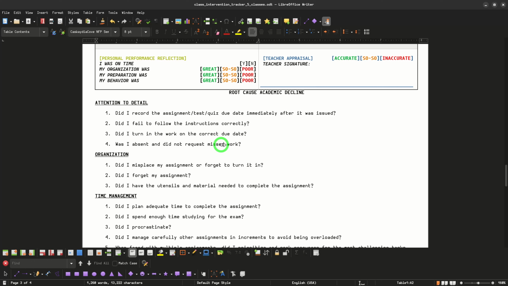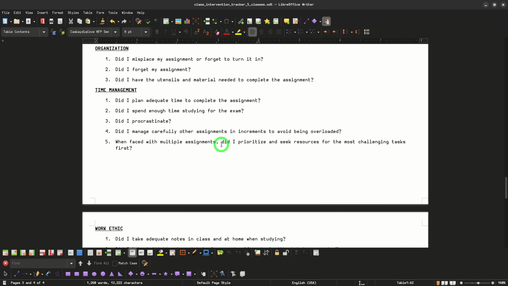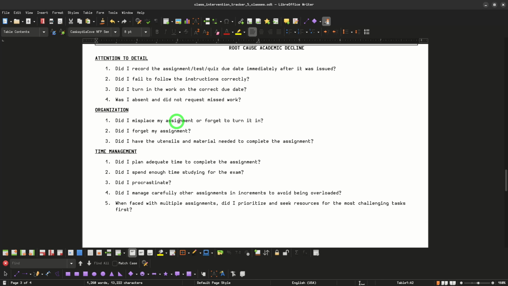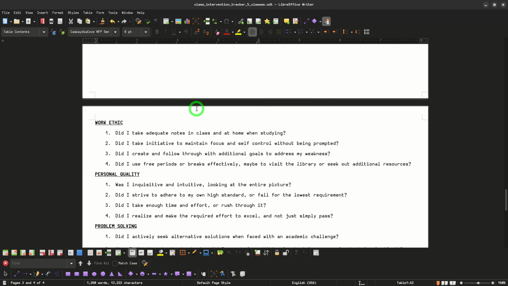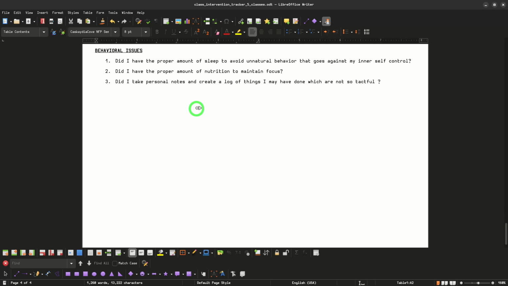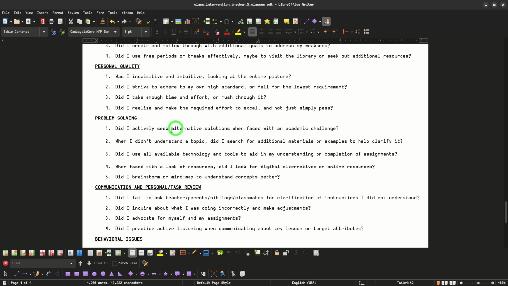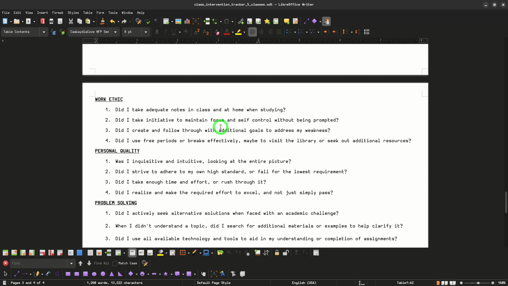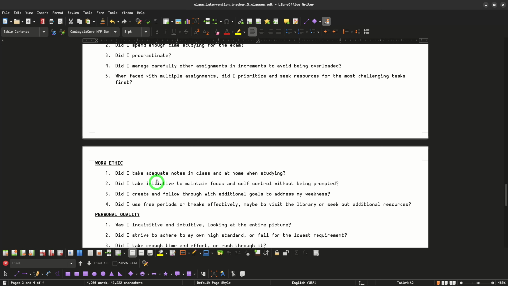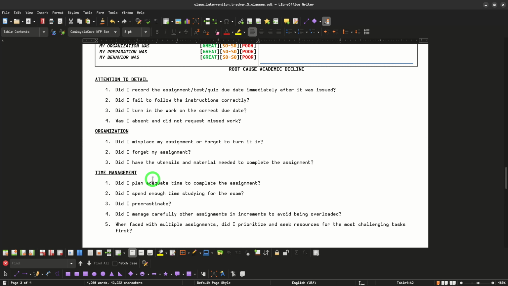Every day I print these out and give them to my child, and every day they'll come home and we will review it. I put some root causes for academic decline on here, and if you have spare time, you're welcome to look at these and talk to your children about it. Like, hey, personal quality. Did I try to keep my own high standards, or did I take good notes? Teach them what is work ethic, what is quality, what does that mean?